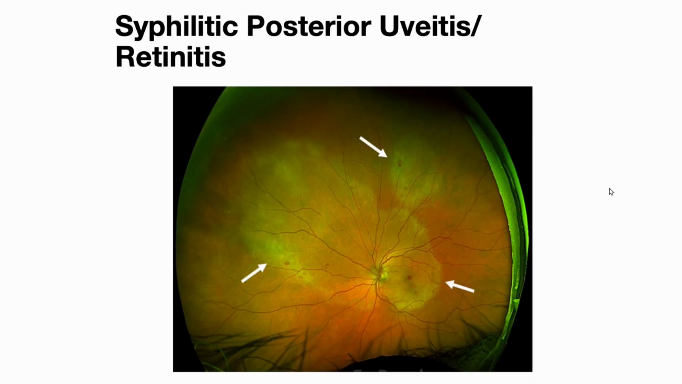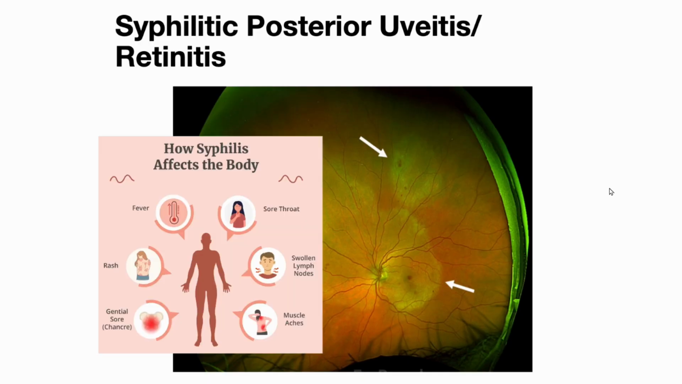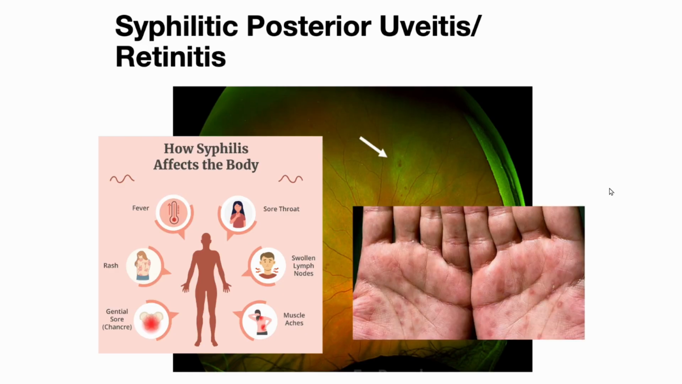In this Optos ultra-wide field image of a left eye, we can see the classic posterior placoid chorioretinopathy. There are regions of placoid retinal opacification involving the macula and the mid-periphery. This diagram is just a reminder that when assessing patients with suspected retinal inflammatory disease, it's important to consider the whole body, as syphilis can affect different parts of the body. In this image, we can see sores and rashes on the patient's palms.